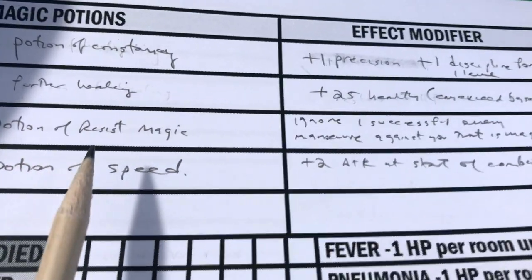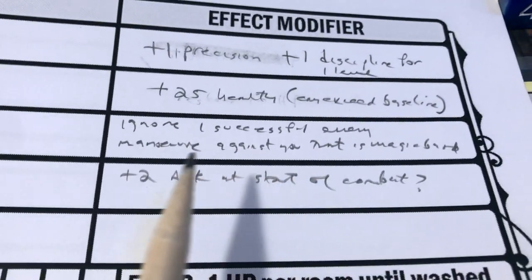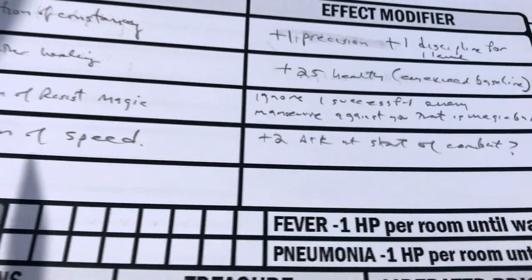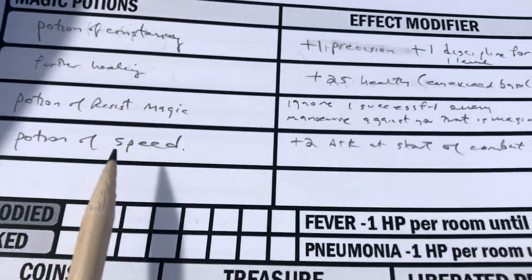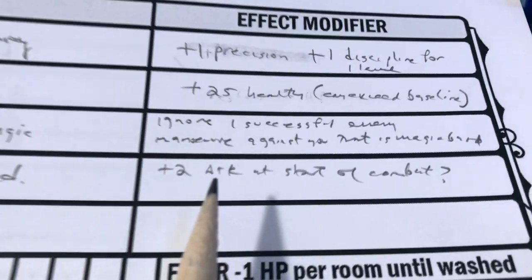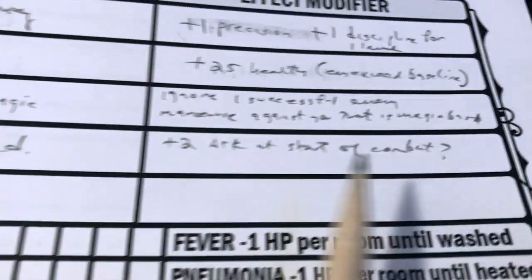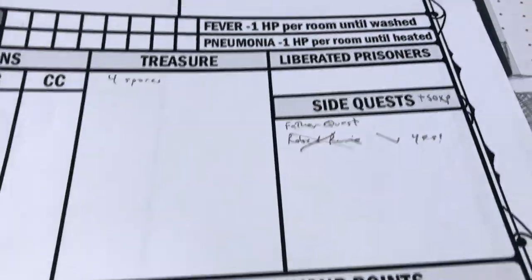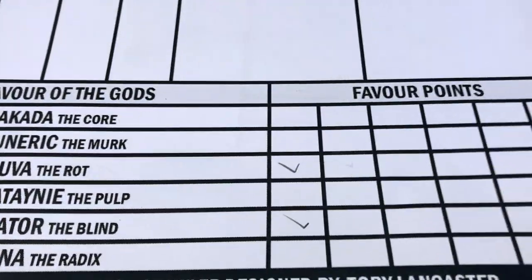And then I picked up this potion of resist magic, which is going to let me ignore a successful enemy maneuver against me that was magic based. And then I have this potion of speed. I didn't actually see something named potion of speed. Maybe I missed it. There was some other speedy something or other that gives me a plus two attack at the start of combat. I put a question mark there because I need to confirm that's the right meaning of that potion.